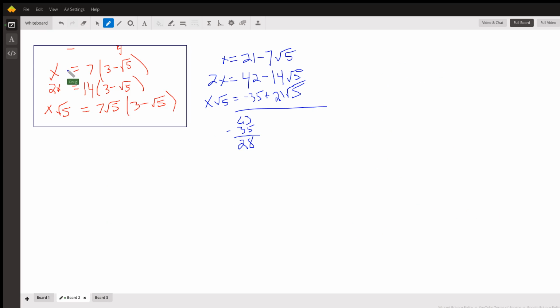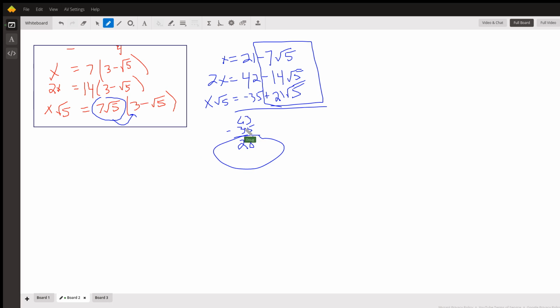How do you check that? Well, if I distribute this 7 here for x, 21 minus 7 radical 5, 2x is twice that, of course. And x radical 5, or radical 5 times x, if I distribute this 7 radical 5 that I introduced right here, I'll get 21 radical 5 positive from this first multiplication, and 7 radical 5 times negative radical 5 is negative 35. Looks like all the terms with radical 5 combined to 0, and 63 minus 35, 28. So those are the answers.